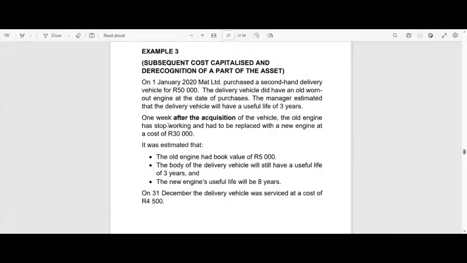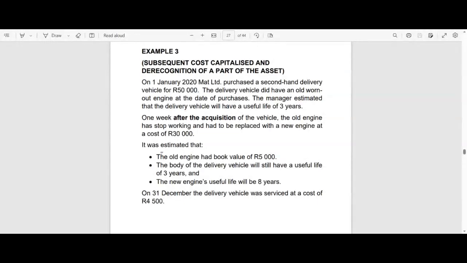Now they say 1 week after the acquisition of that vehicle, the old engine has stopped working. It has probably seized up. They might have driven it without oil, and it had to be replaced with a new engine at a cost of 30,000 rands, right? So we had to replace that engine now. And you can see when you look at the materiality, the 30,000 rands is quite significant in relation to the total vehicle value. So it already seems to qualify as a significant part.